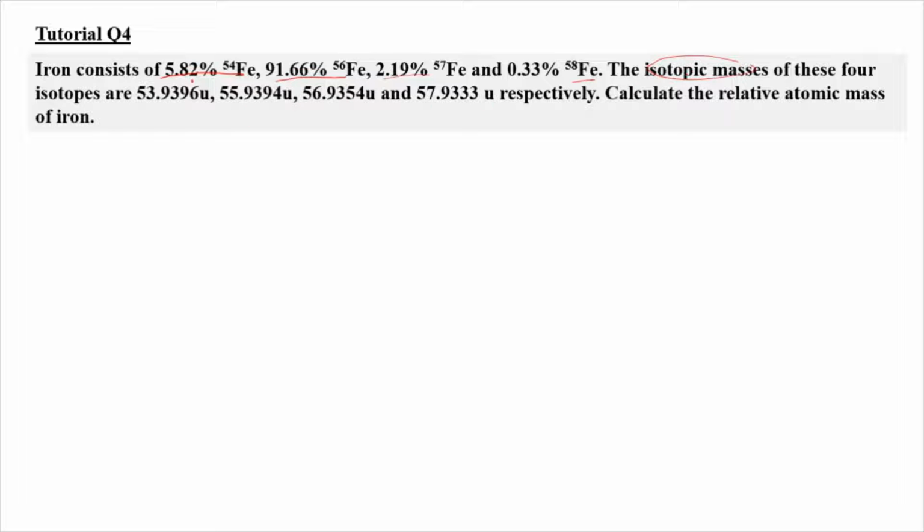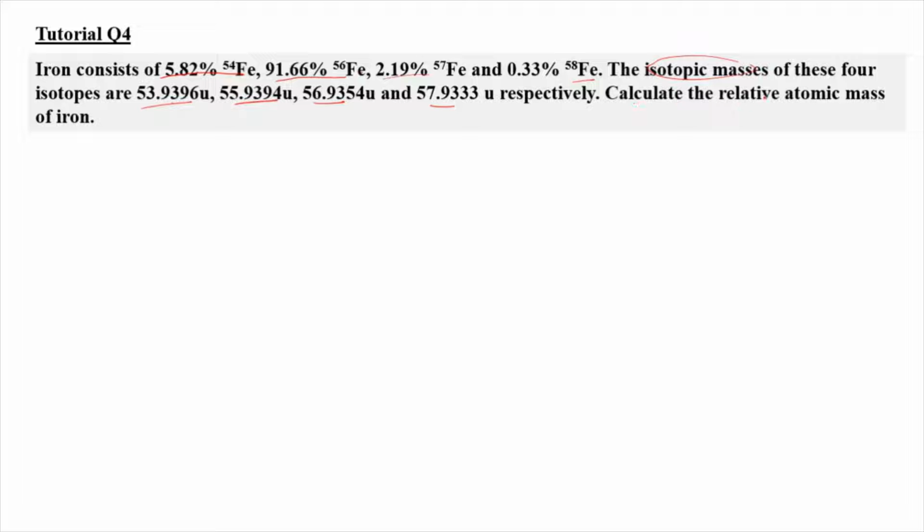Okay, so we have 5.82 with this value, which is 54. 54 ferrum will have 53.9396 units, so we need to follow this one. 56 will have this value, and 57 is going to have this value.